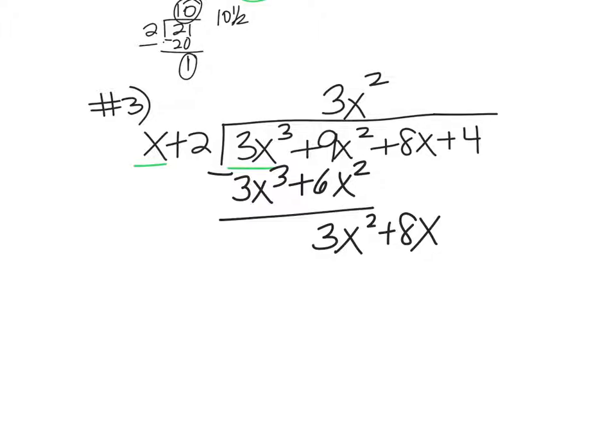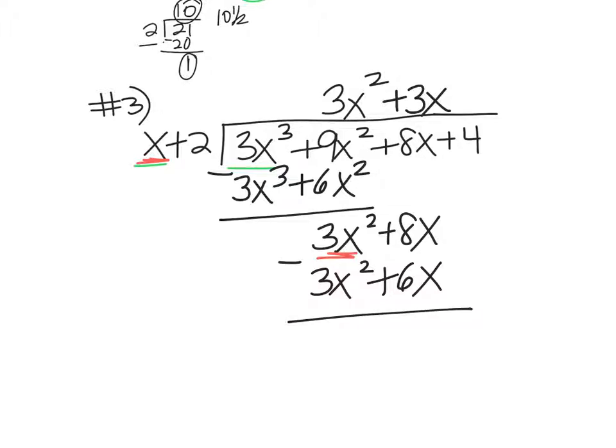What times x is 3x squared? That would be 3x this time. So now I'm just looking at this and this. So x times what is 3x squared is 3x. Now take that 3x and distribute it to both. 3x times x is 3x squared, and 3x times 2 is 6x. Subtract. These will cancel out. The first 2, 3x squared minus 3x squared is gone. And 8x minus 6x is 2x. Bring down the plus 4.